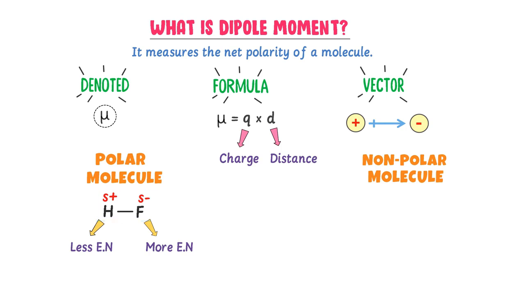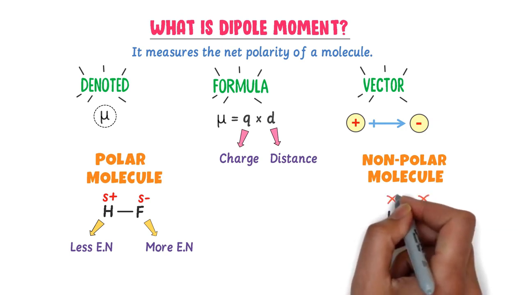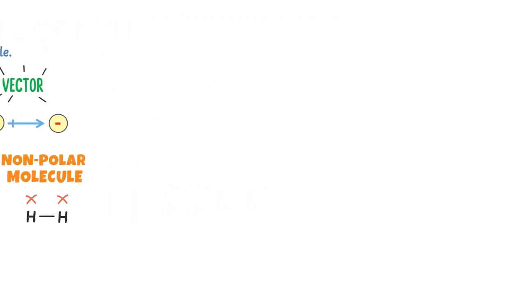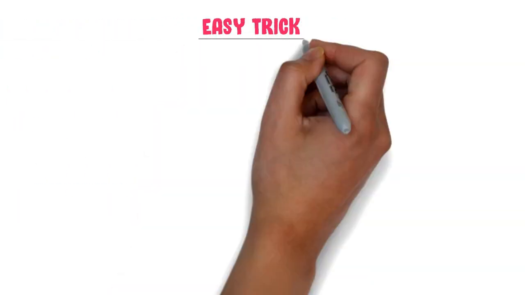On the other hand, consider a molecule of hydrogen gas. We can see that it has no positive pole and no negative pole, so it is a non-polar molecule. Thus note down all these important points. Now let me teach you my personal and easy trick which you will not find in any book or in any video format.